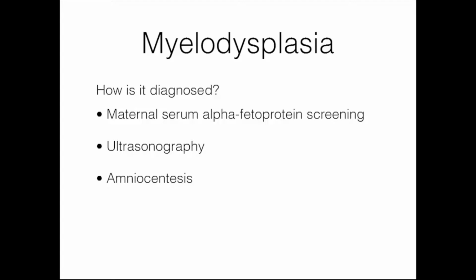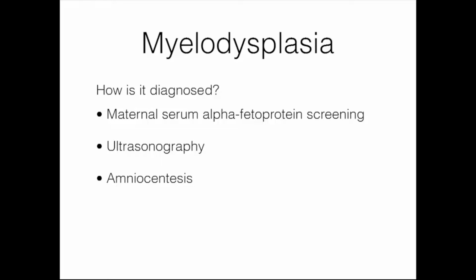Ultrasonography is a very reliable way of diagnosing myelodysplasia. In particular, ultrasound in the second trimester can usually diagnose spina bifida by taking a cross-sectional view of the head and the ventricles, and specifically they look for what they call the lemon sign or the banana sign. And then finally, there is analysis of amniotic fluid, which is amniocentesis.